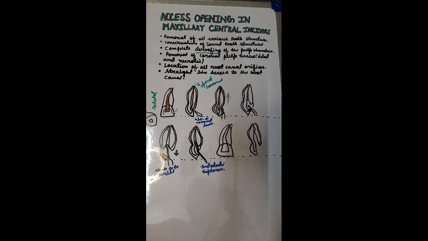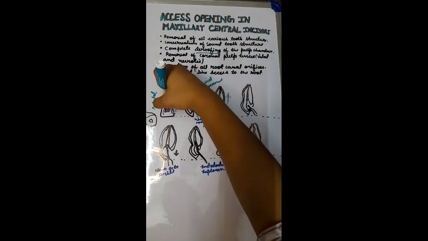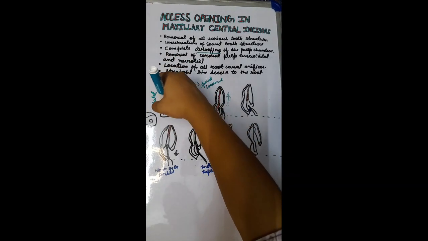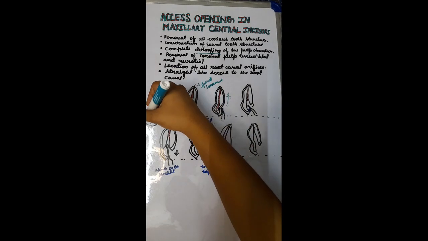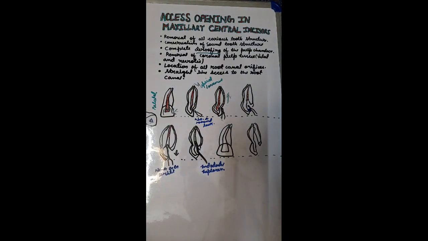We will be using a number 4 round bur to give a ditch in the central portion of the palatal surface of the maxillary central incisor, and the shape of the access opening of the maxillary central incisor is triangular in shape, and it follows the anatomy of the pulp chamber of the coronal portion of the tooth, that is the coronal pulp tissue or coronal pulp structure.